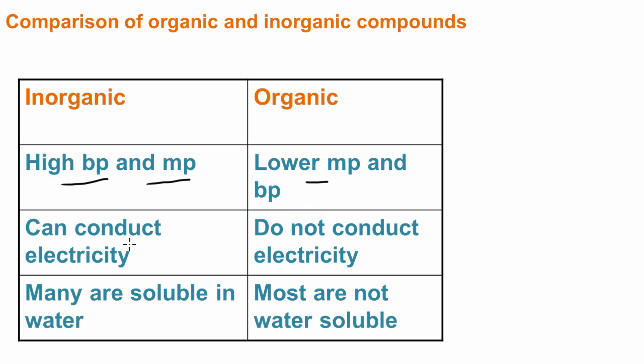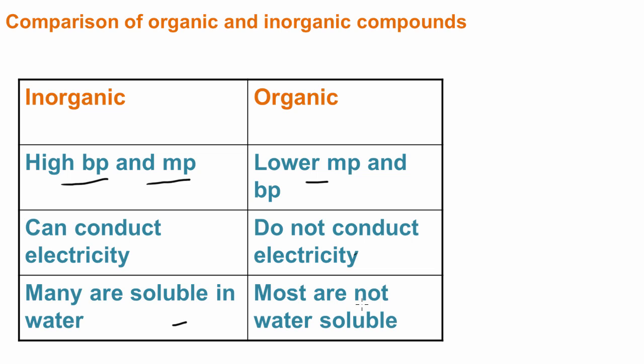Inorganic compounds, when dissolved in water, if they dissolve in water, conduct electricity. Organic compounds do not conduct electricity. Now remember, as far as those acids, they can be either strong electrolytes like hydrochloric acid or weak electrolytes like acetic acid. Many inorganic compounds, many of our salts, are soluble in water.